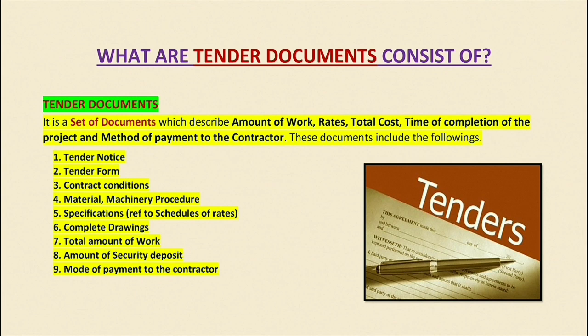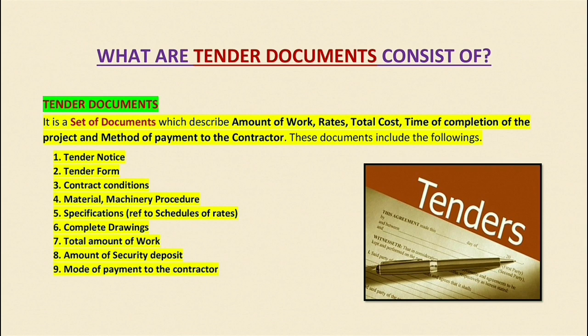And what are the specifications? Specifications are basically the standard qualities, the standard properties for different types of works that we want to get from the contractor. So which type of specification we require from the contractor. And the complete drawings are there in the tender documents. The total amount of work is described in the tender documents. The amount of security deposit, 10%, is included in the tender document. The mode of payment to the contractor, which type of mode of payment, and we'll talk about that in a separate video, is also included in the tender document.